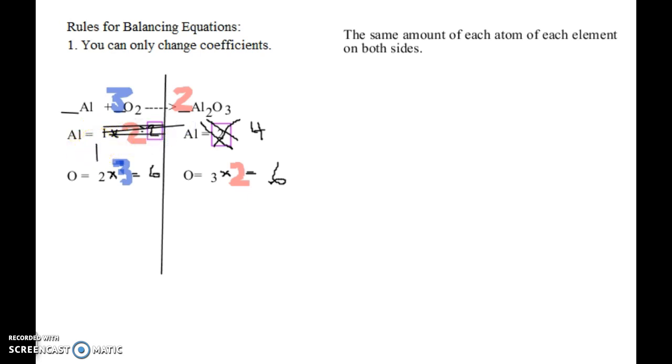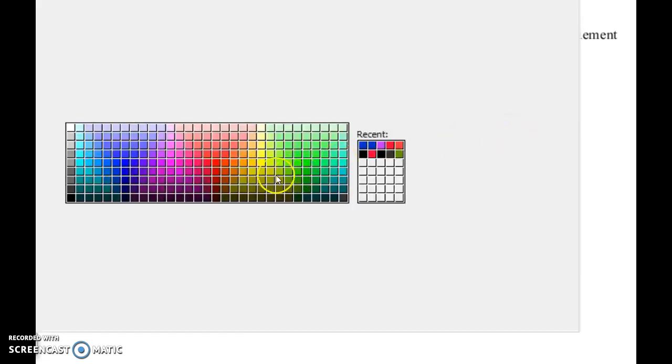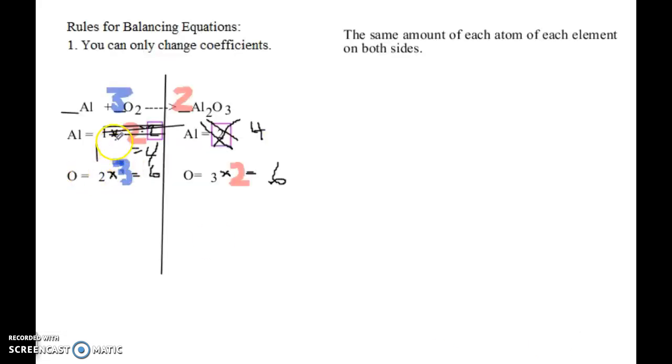I have 1 aluminum, and I want to have a total of how many? I want to have a total of 4. And so what coefficient will I have to use? I'll have to use a coefficient of 4. See, told you, coefficients are not always 2, because 4 times 1 equals 4.